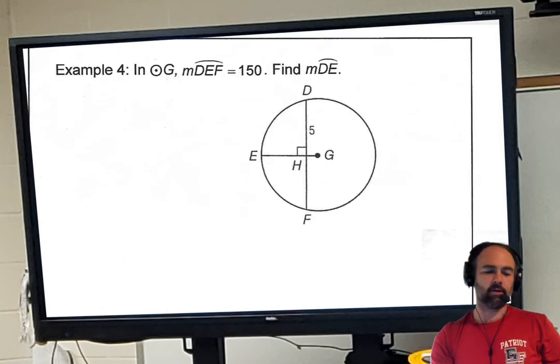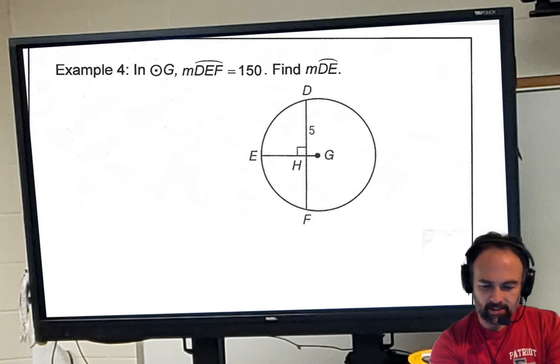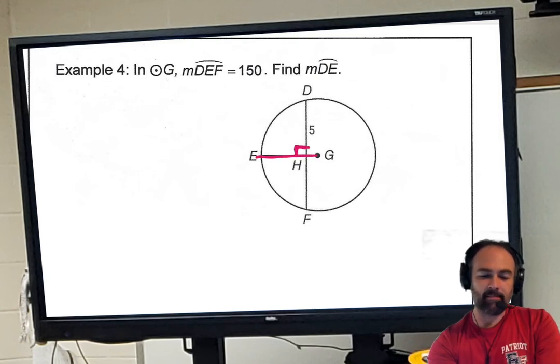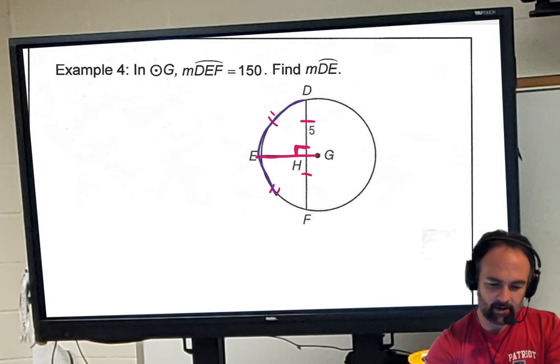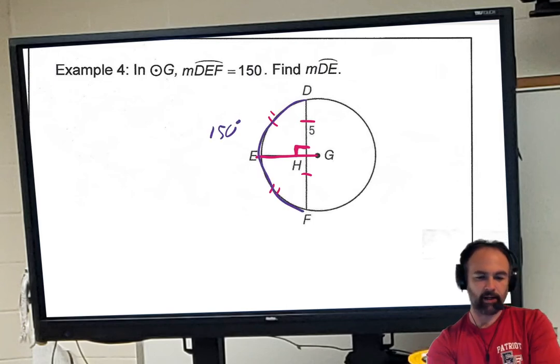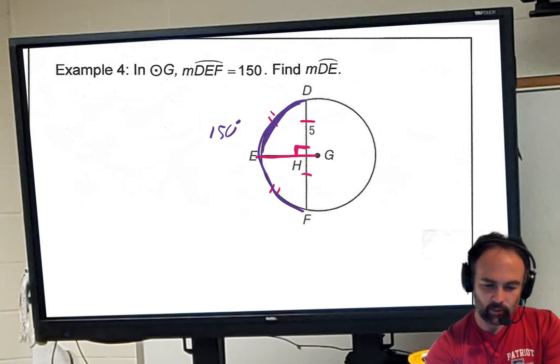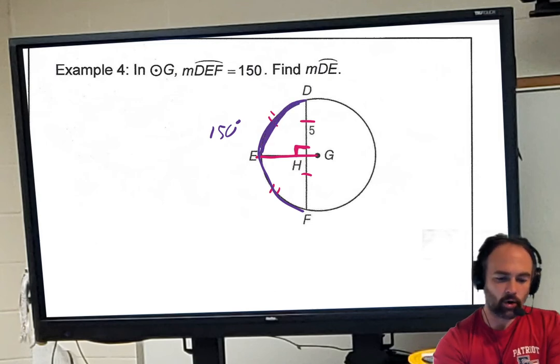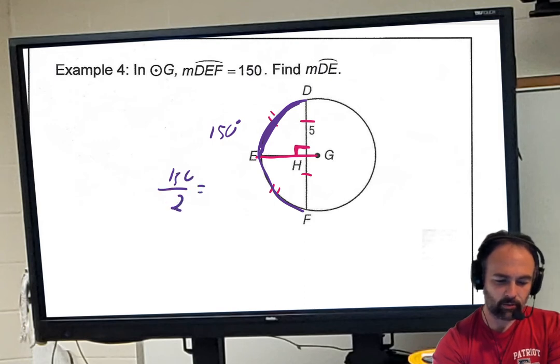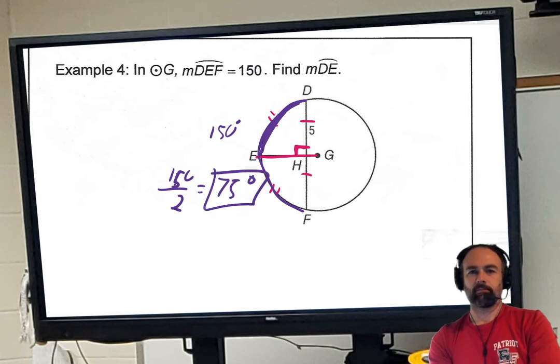Okay. In circle G, arc DEF is 150. Find arc DE. Well, since I have a radius here that is perpendicular to the chord, that means the chord has been cut in half and the arc has been cut in half. So if this entire thing is 150 degrees, then DE is going to be exactly half of that, or just 150 divided by 2, which is 75 degrees. Because each half has to be equal, cut it in half.